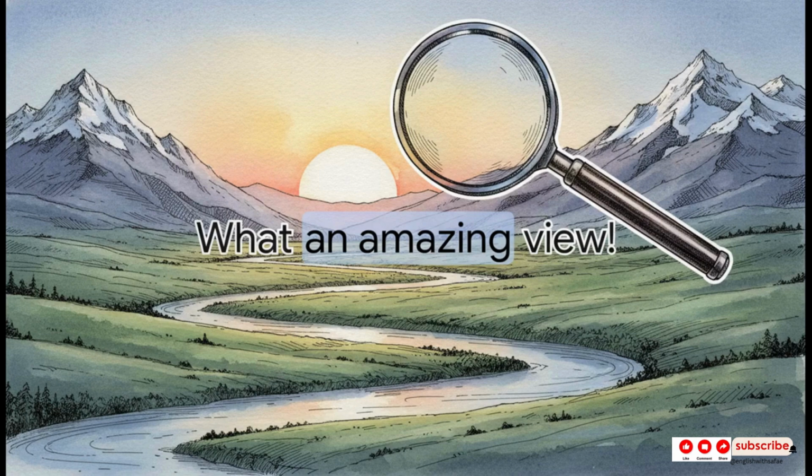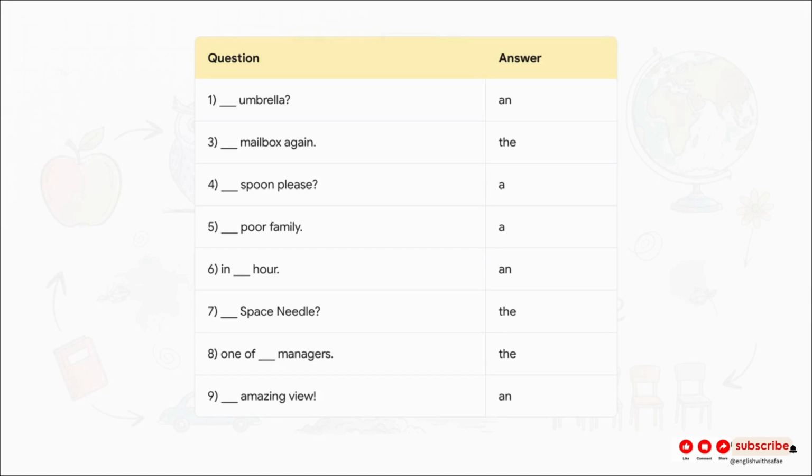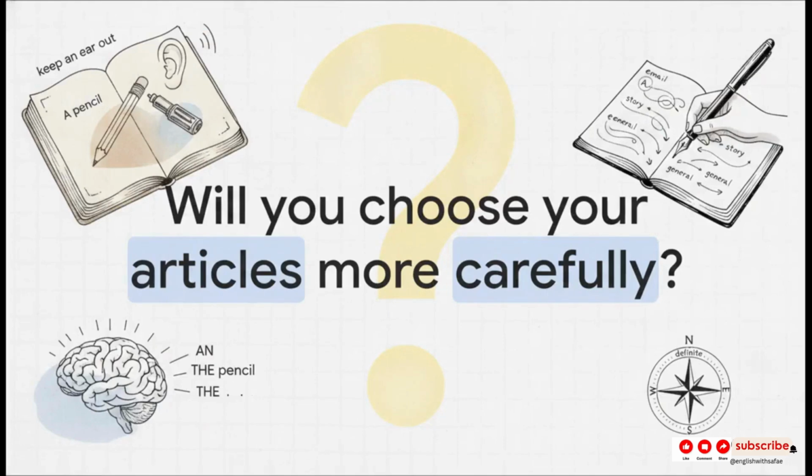So, an amazing view. Let's step back and look at the final overview. Here is your ultimate cheat sheet for the entire 10-question challenge. You can see right here how we applied all those rules. We have specific contexts, like checking the mailbox again, because we know exactly which mailbox we mean. We have vowel sounds tricking us, like an hour, and we have unique situations like the roof of a building. Take a second to just see how these special little adjectives lock the exact meaning of every single sentence into place.